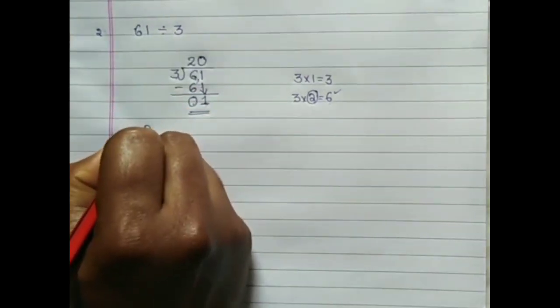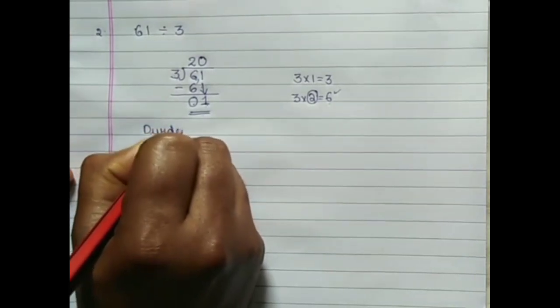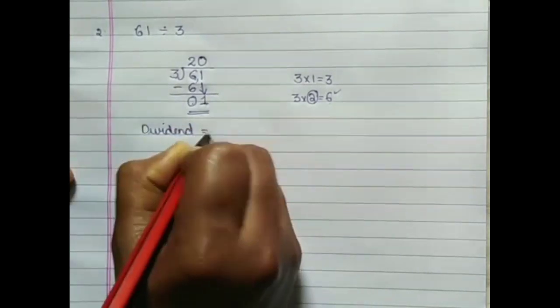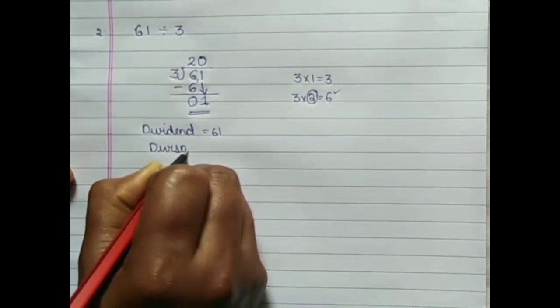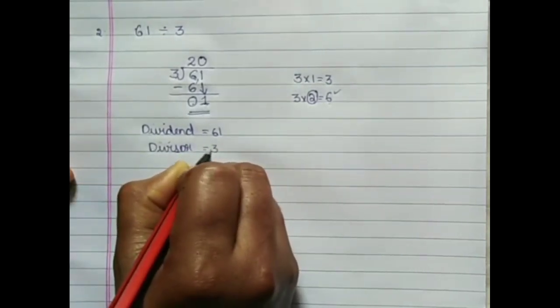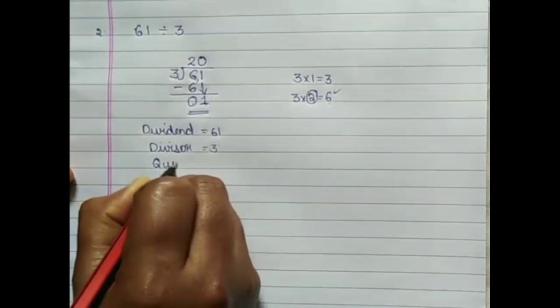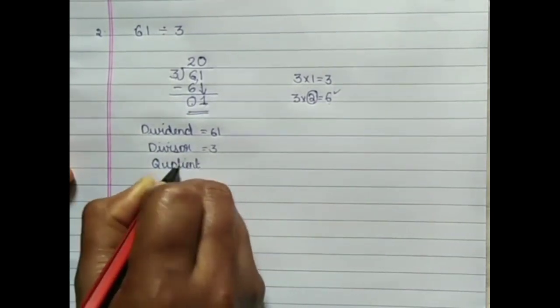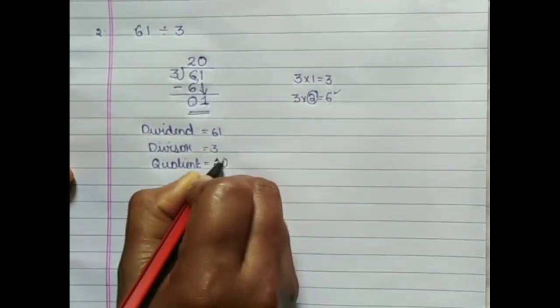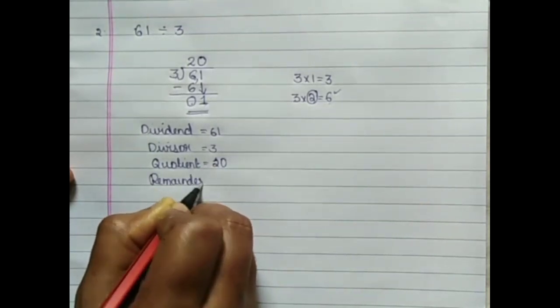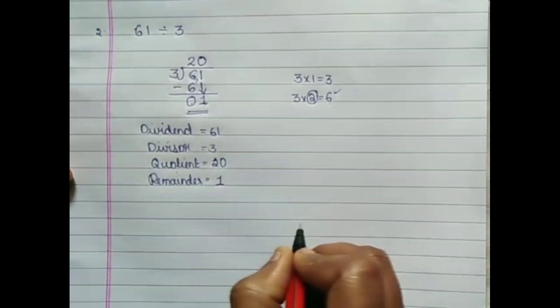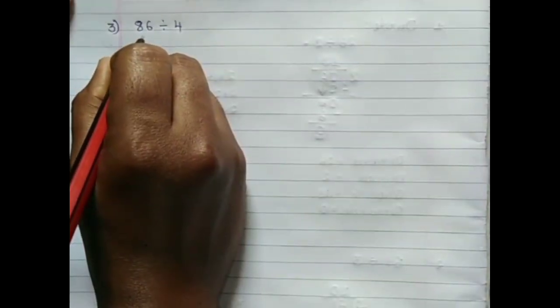So here the dividend is 61, divisor is 3, quotient is 20 and remainder is 1. So we can write dividend equal to 61, divisor equal to 3, quotient equal to 20 and remainder equal to 1. Here we have our third question, 86 divided by 4.